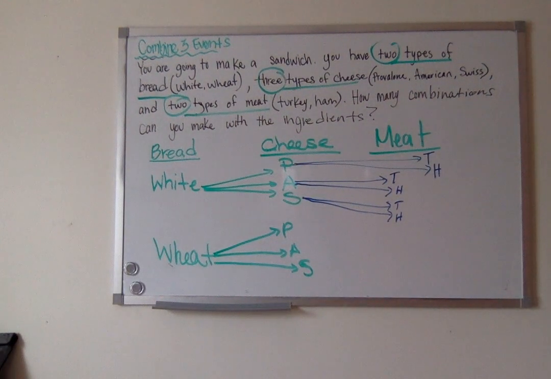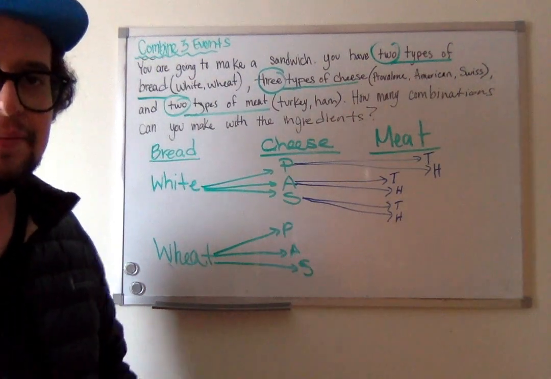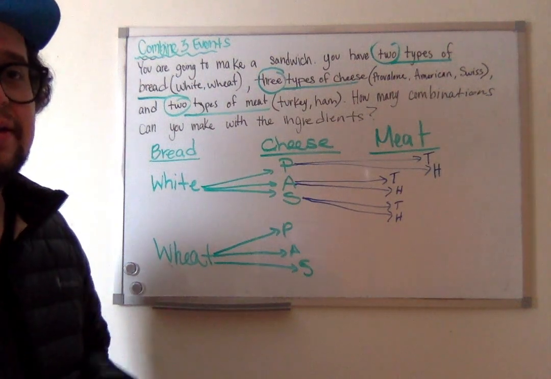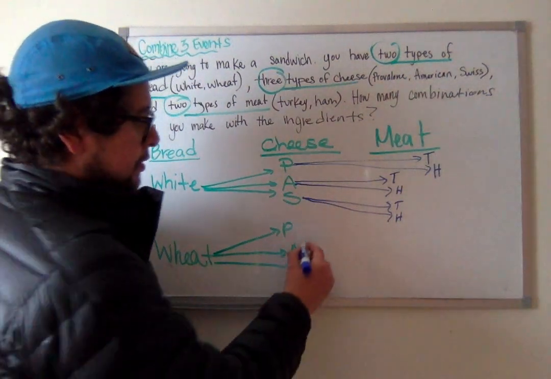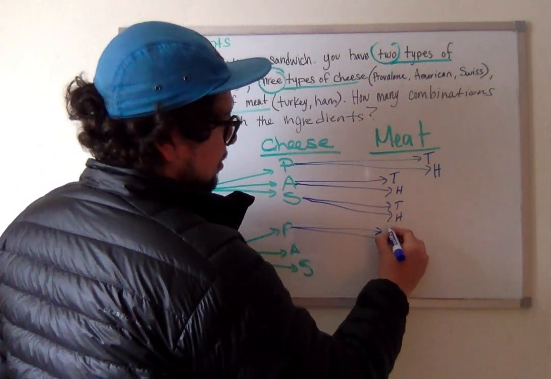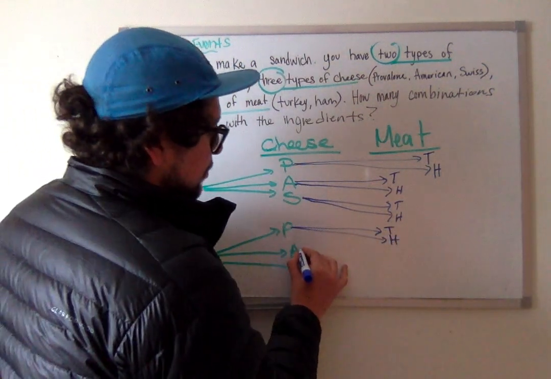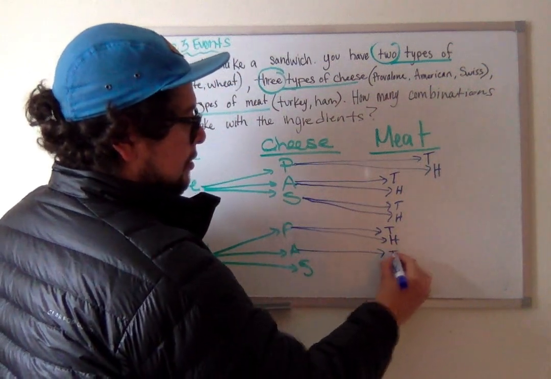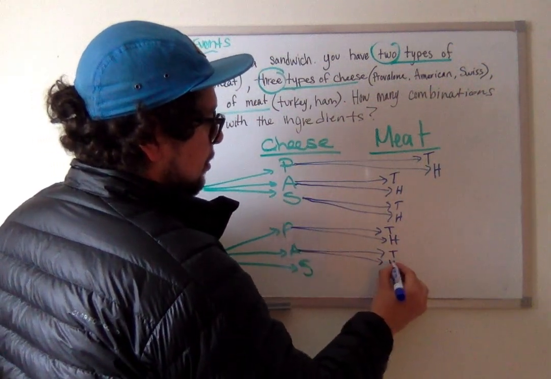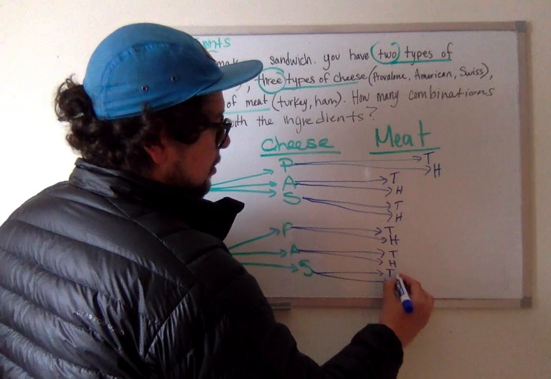Now, we want to do the same thing with our wheat bread, right? We're starting out with wheat bread. We've combined it with the cheese, and now we need to combine those with the meat. So again, I can draw my little tree here. With my provolone, I can match it with turkey or ham. With my American, I can do the same thing, turkey or ham. And then with my Swiss, I could do turkey or ham.